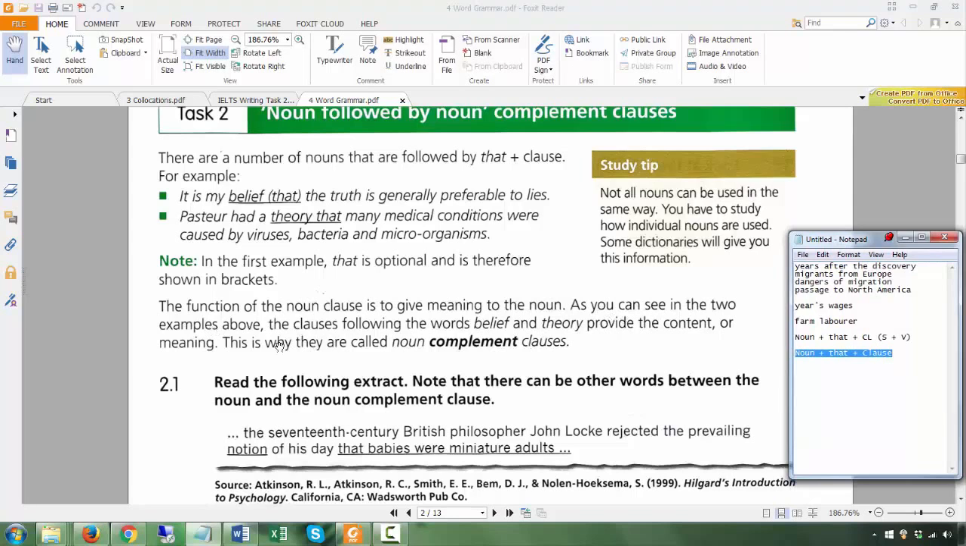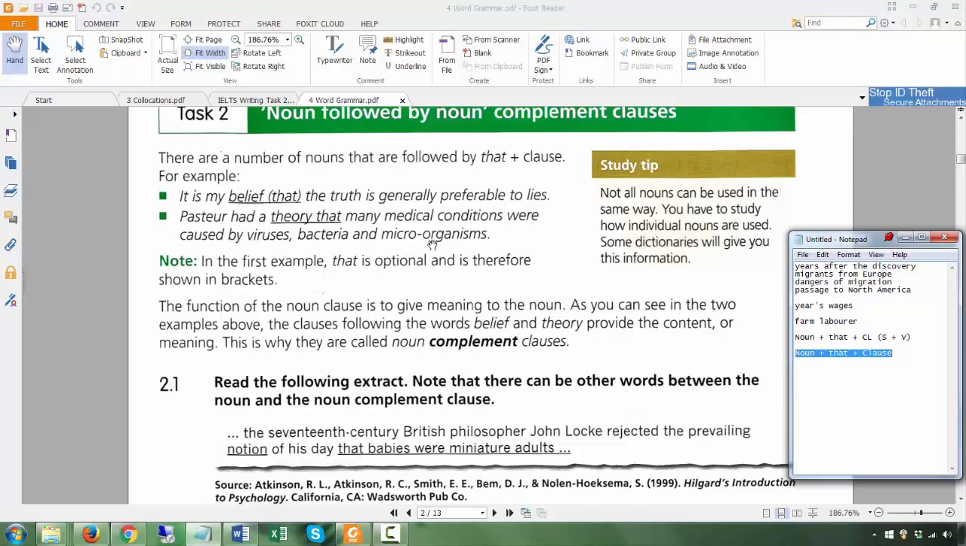As you can see in the two examples above, the clauses following the words belief and theory provide the content or the meaning. Believe that the truth is generally preferable to lies. Now, what is this that plus clause? Especially the clause. The clause is providing the content for this belief. Theory that blah blah blah. What is all this? It is providing the content for the theory. What is the theory? Many medical conditions were caused by viruses.